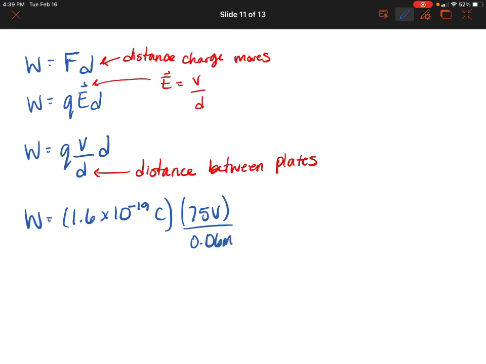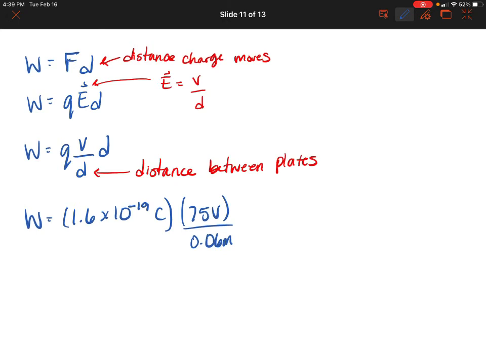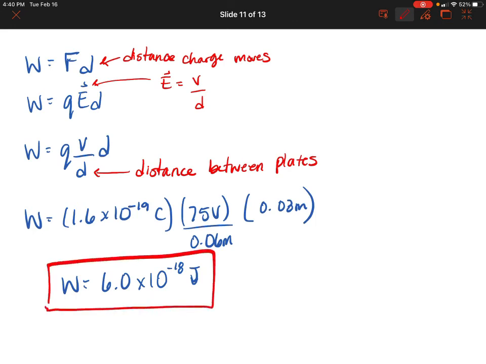So remember, we had centimeters on the previous page. We had 6 centimeters, but we want meters. So that's, of course, 0.06 meters. And then we multiply this by, it was 3 centimeters that was being moved, which is 0.03 meters. Okay? And we get that it's doing 6.0 times 10 to the negative 18 joules of work. So really not a lot of work goes into having to do that. So there you go. Any of us could do that. No problem. No problem whatsoever.